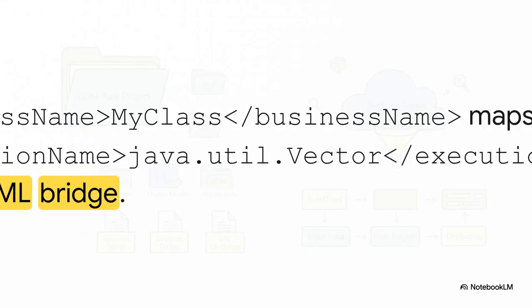And here's what that bridge looks like in action. As you can see, it's just a straightforward XML file with really clear tags. The business name tag points right back to the term we defined in our BOM file, and the execution name tag points to the actual Java class in the XOM. This explicit mapping is the secret sauce that makes the whole system work.